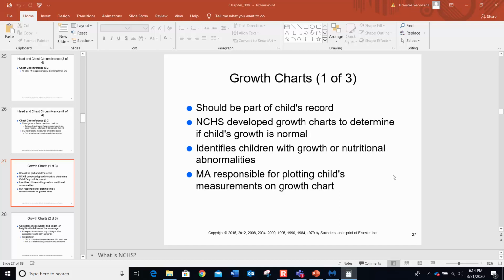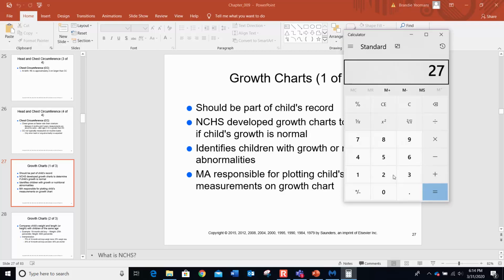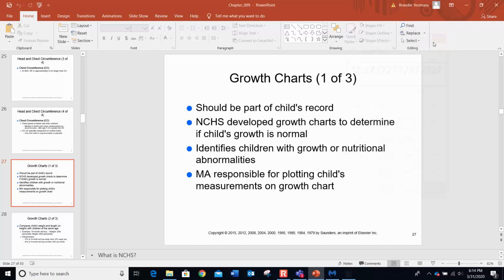If you were to take 27 and divide that by 2.2, that's going to give you 12.2727 and so on, but we're going to round that to the nearest tenth, so that would be 12.3 kilograms. Okay, so all we did was take the pounds divided by the number 2.2 to give us our new weight in kilograms. Now we can move on to growth charts.